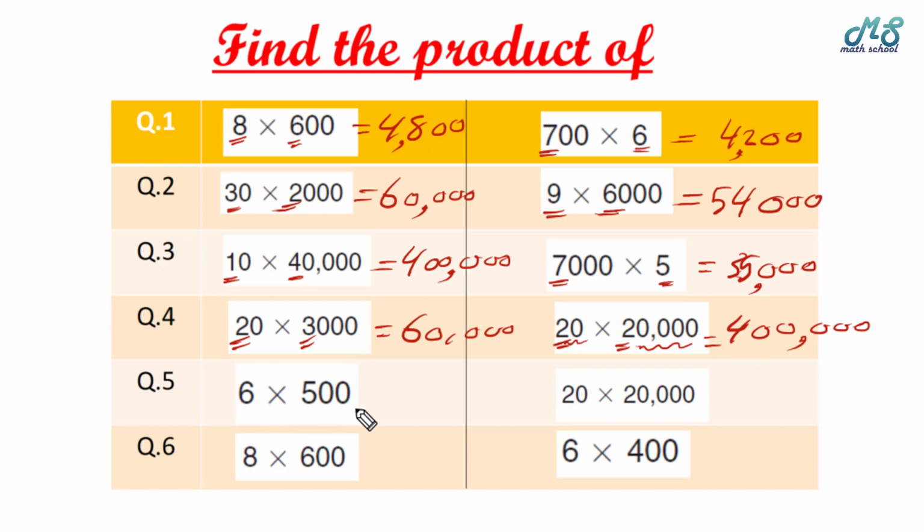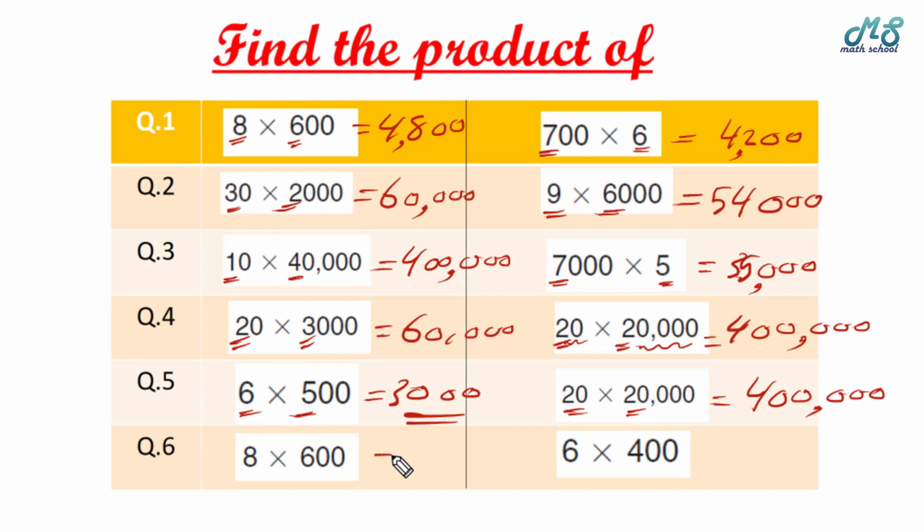6 times 500. First, 6 times 5 equals 30. And bring down double zero. We get 3,000. 2 times 2 equals 4. It's repeated. How many extra zeros do we have? We have 4 plus 1, it will be 5 zeros. Now the product is 400,000.